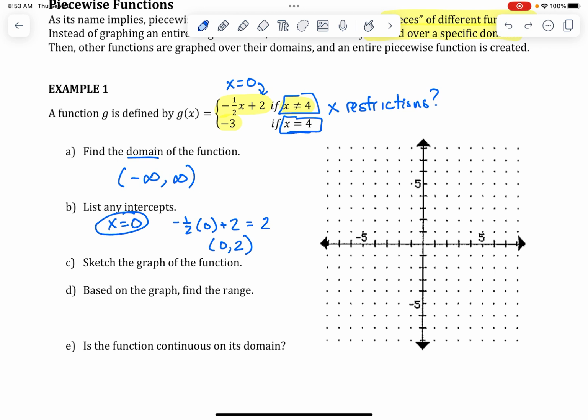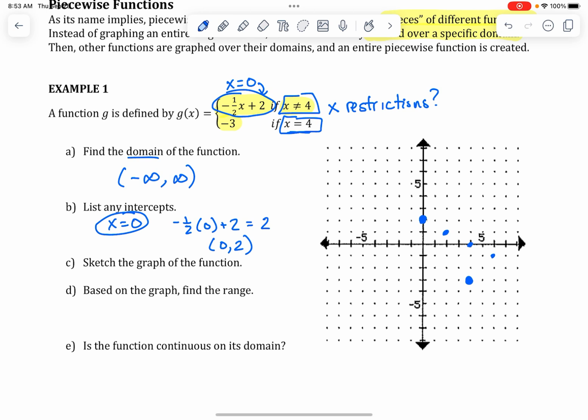Sketching the graph. All right, here's where it gets a little bit more complicated. So we'll start with the easy one. When x equals 4, y equals negative 3, right? That's just a point. So when x equals 4, y equals negative 3, there's your point down here. Okay, that's the easy function, all right? The other function, the top function, is simply a linear equation. It's got a negative slope, a y-intercept of 2, and you can draw that. So just like any other linear function, you start at y equals 2, your y-intercept. Your slope is going down 1, right 2, down 1, right 2, down 1, right 2.